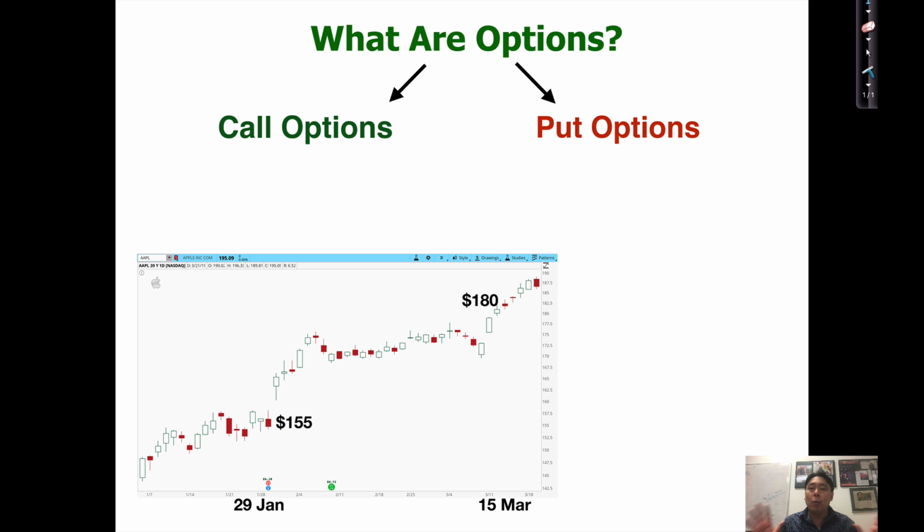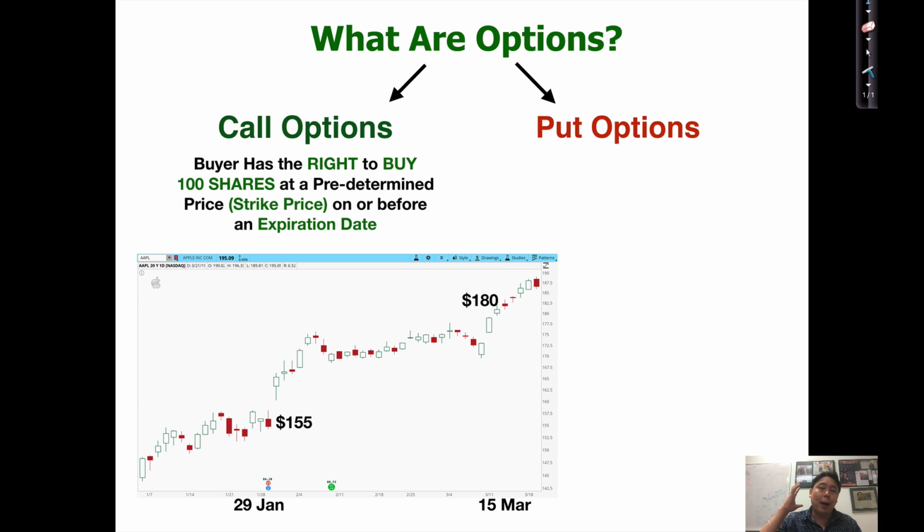So if you've got no idea what options are, here's a quick lesson. Basically, there are two kinds of options. You have call options and put options. So what's an option? When you buy an option, you're buying a contract between you and the person who sold you that option, who could be anyone out there, you don't really care.